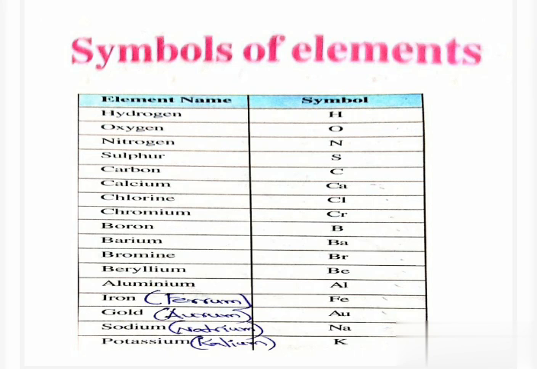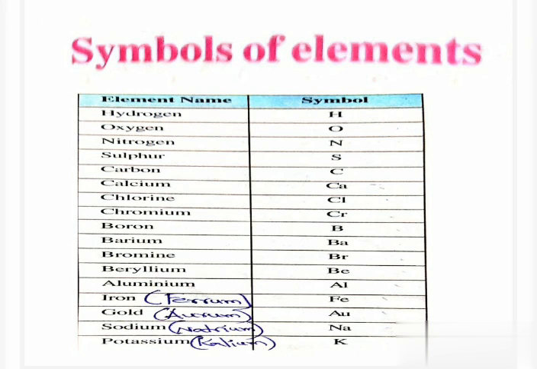Using short forms or symbols for naming the elements is one solution. In chemistry so many reactions will be there, so each and every time it is very difficult to write the full name of the element. To avoid this, each element is represented by a symbol. Instead of the element names, we should write the symbol of the element. It is one of the solutions to avoid this problem.